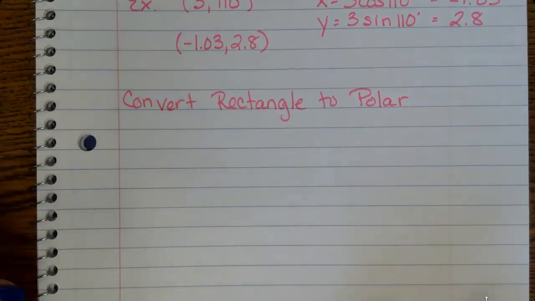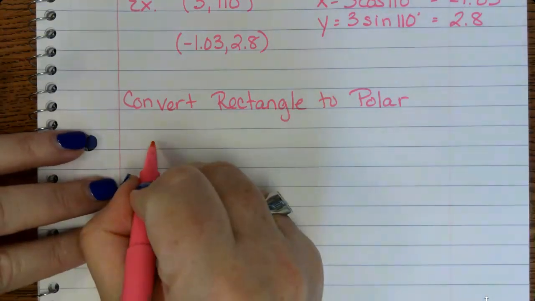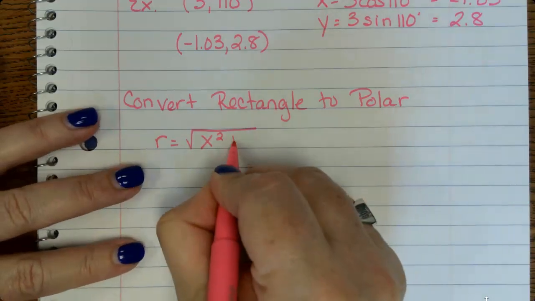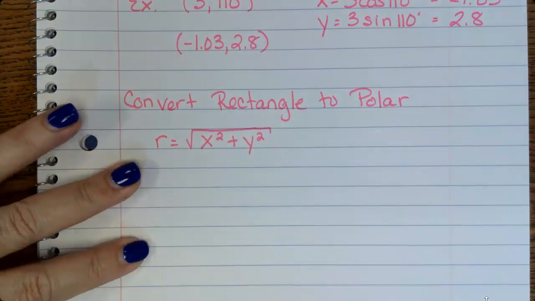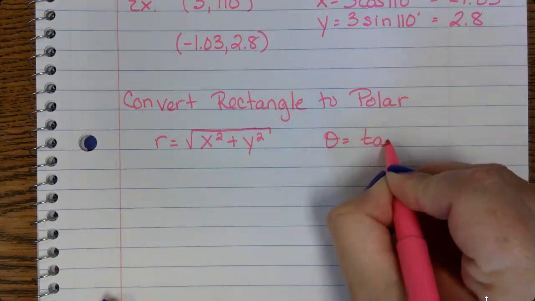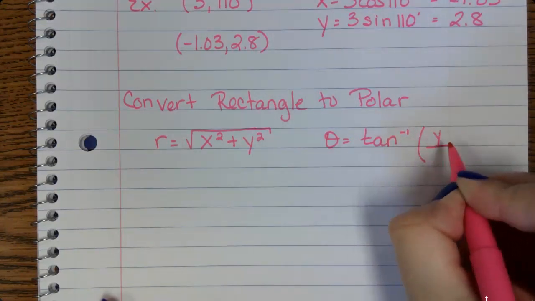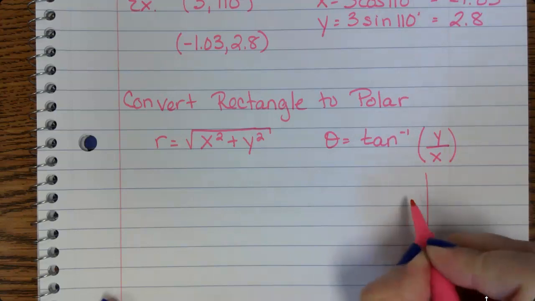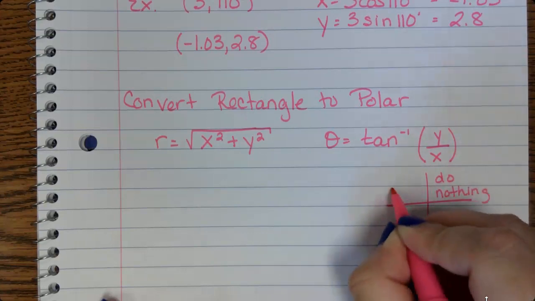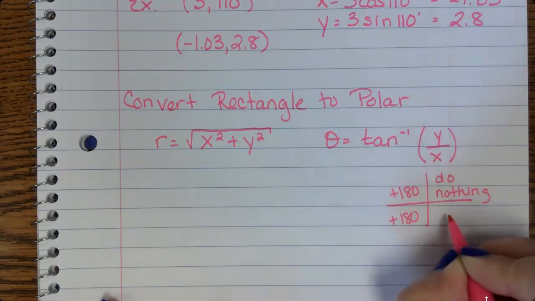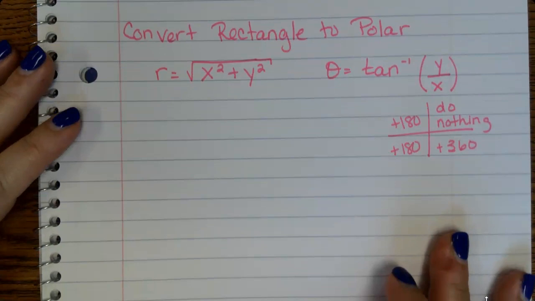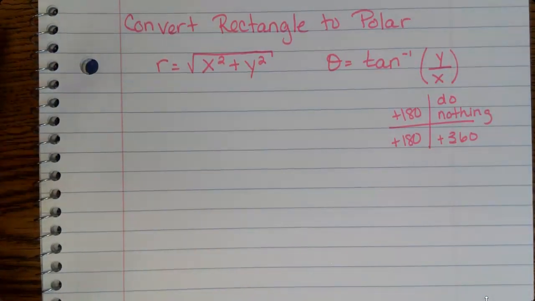Now, converting from rectangular to polar. To get my r value, this is going to be a lot like the magnitude equation: x squared plus y squared, and take the square root. And then to get your angle, this will be inverse tangent of y over x. Then you have to pay attention: in quadrant 1, do nothing; in quadrants 2 and 3, add 180; and in quadrant 4, add 360. We're going to have to be a little bit on the careful side when we do these.